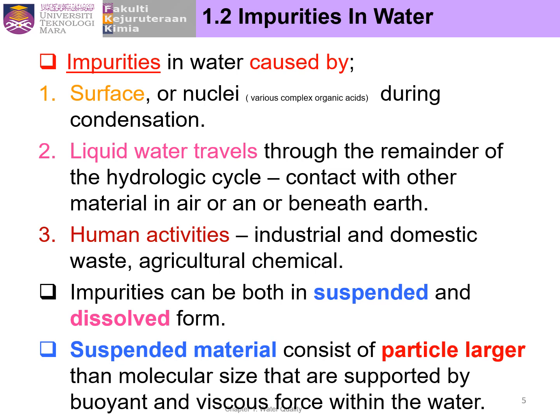Okay, in this one we have looked into the hydrological cycle. Maybe it comes from human activities such as industry and domestic waste, agriculture, chemicals, and the impurities can be in both suspended and dissolved form. So we are going to look at what suspended and dissolved mean.